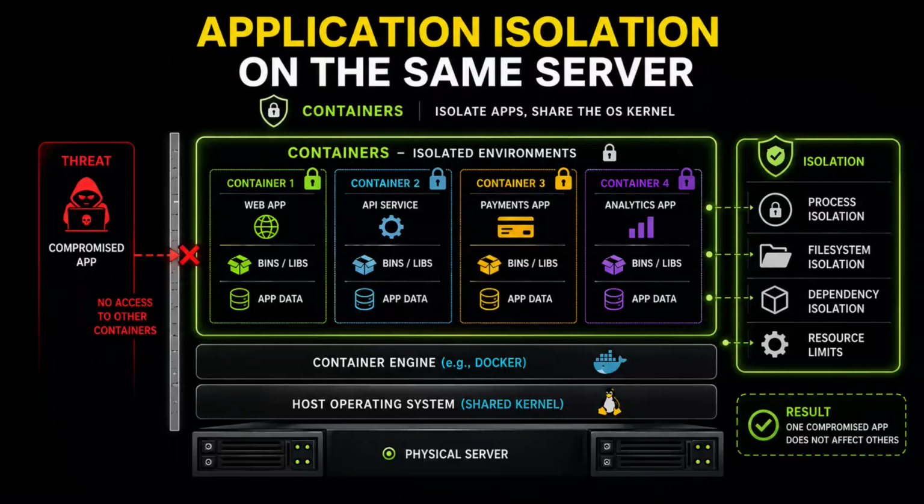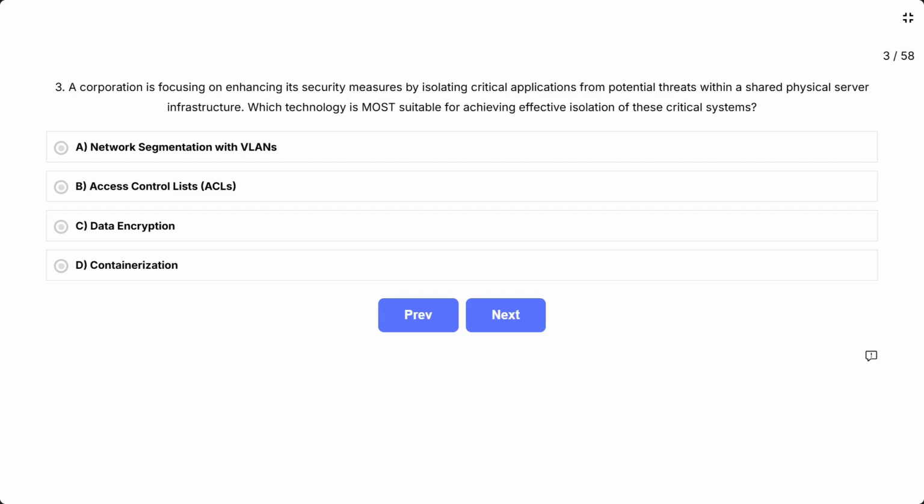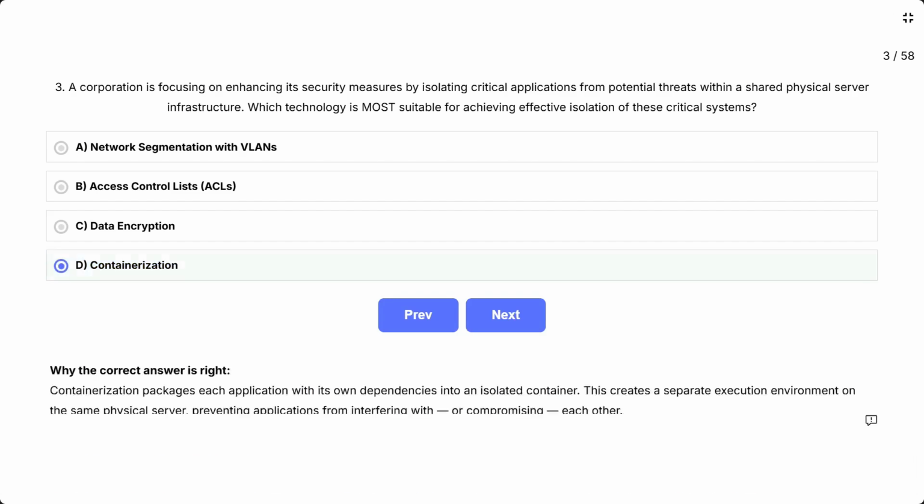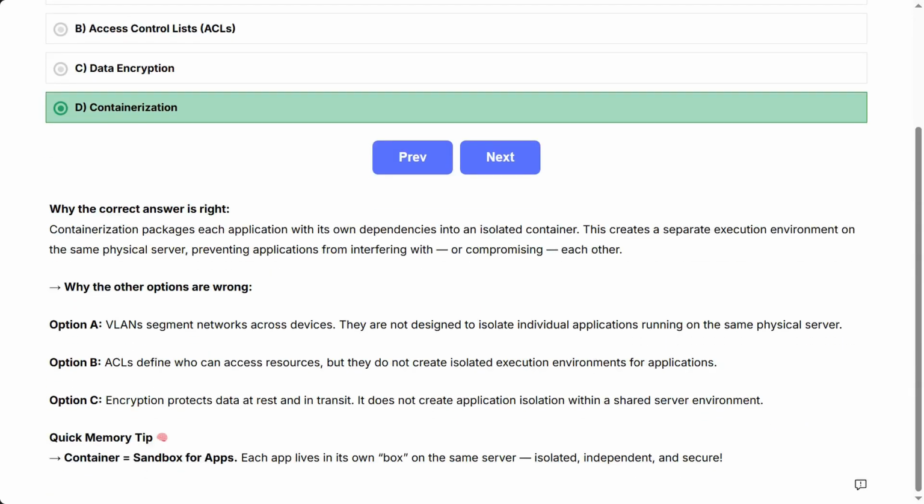Containerization? This question focuses on application-level isolation within a single physical server. You are not isolating networks. You are isolating apps on the same machine. Think about what technology creates a separate, self-contained environment for each application. Correct answer, D. Containerization. Containerization packages each application with its own dependencies into an isolated container.